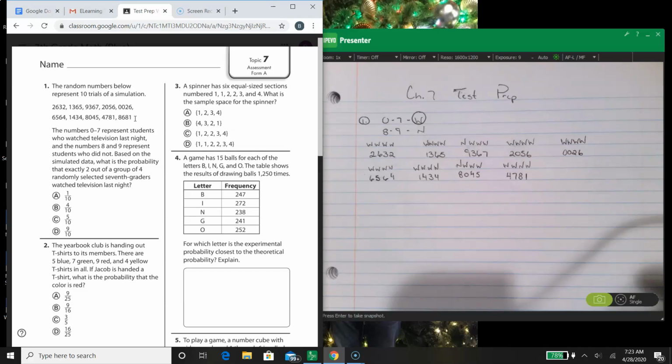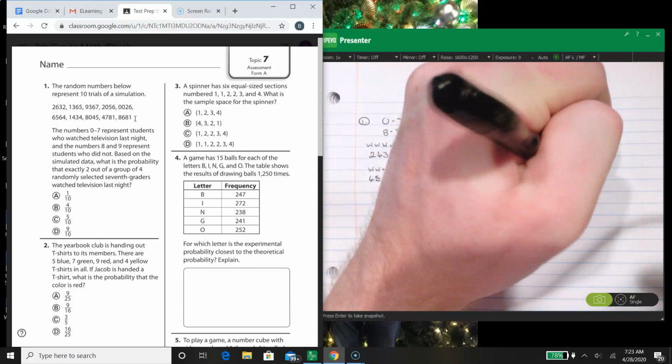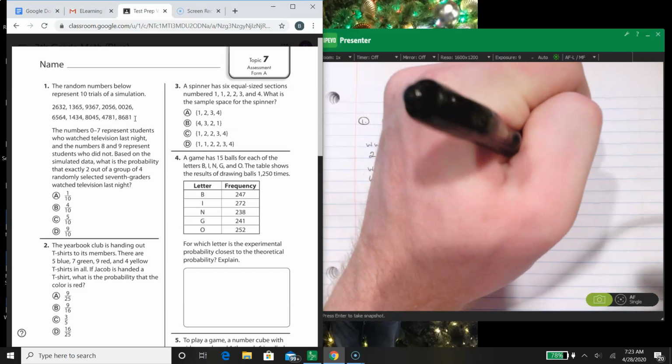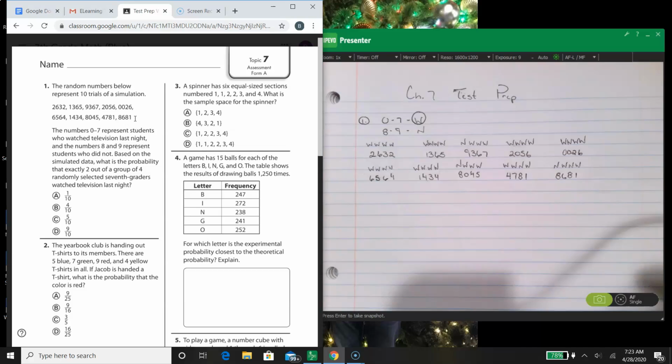And then my last combination, 8, 6, 8, 1. So that's going to be a no, a watch, a no, and a watch. And again, I'm wanting which of these combinations has exactly 2 W's and exactly 2 not watches.